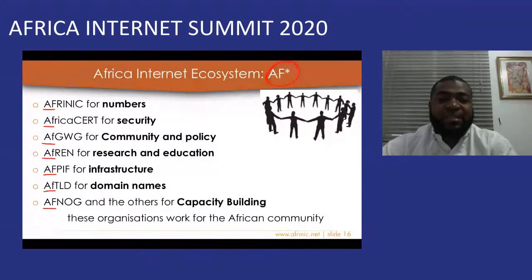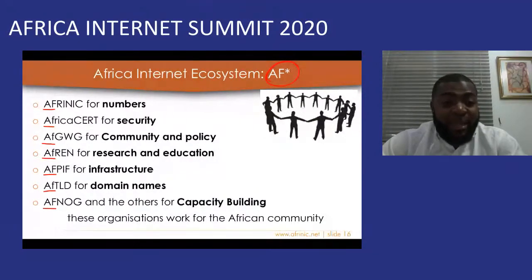But you have to notice that even if an organization's name doesn't start with AF, and this organization is active in the internet ecosystem in Africa, they're also part of this ecosystem. So we can have, like, ICANN. ICANN has a regional bureau in Africa, so ICANN is part of the African internet ecosystem. We have ISOC, Internet Society, with their country chapters. So ISOC is also part of the internet ecosystem.